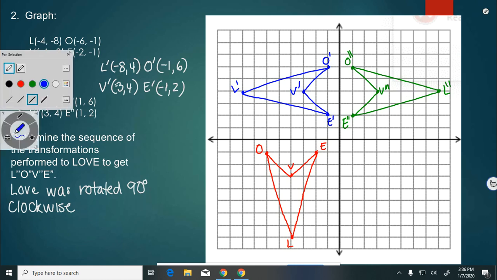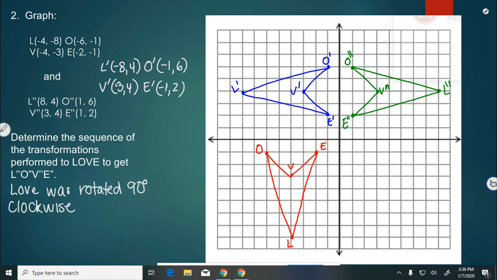So from here, we now should notice that that new blue shape is the mirror image of the green shape over the y-axis. It's the mirror image, therefore it's a reflection. So LOVE was rotated 90 degrees clockwise and reflected over the y-axis.